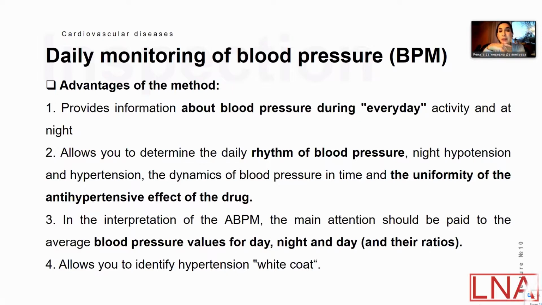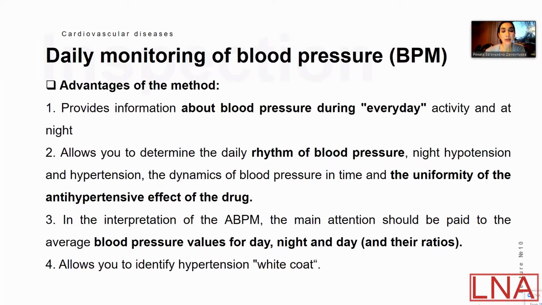Also, BP monitoring allows you to determine the daily rhythm of blood pressure, night hypotension and night hypertension, the dynamics of blood pressure over time, and the uniformity of the antihypertensive effects of the drugs and the results after your treatment. During the interpretation of daily BP monitoring, the main attention should be paid to the average blood pressure values for day and night, and their ratios.